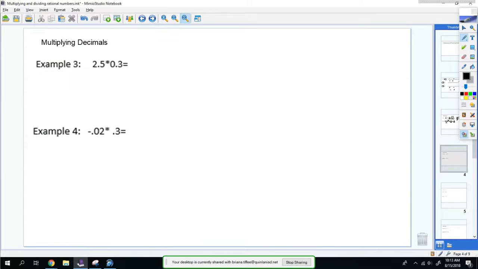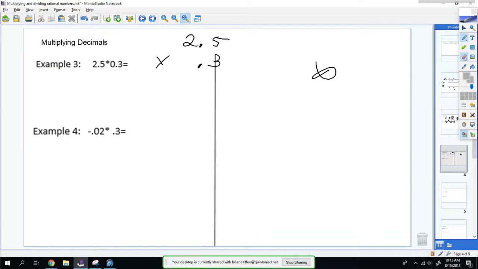Okay, so now let's multiply decimals. So our first example will be 2/5 times 0.3. So you just do 2/5 times 0.3. Now you don't need to have the 0 in front of it. If you want to, you can. So what I'm going to do is I'm going to ignore the decimal points and just multiply. So 3 times 5 is 15, carry your 1. 2 times 3 is 6, plus 1 is 7.